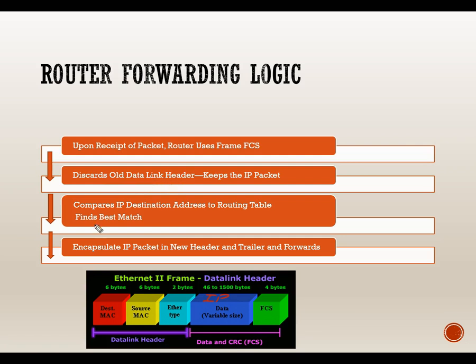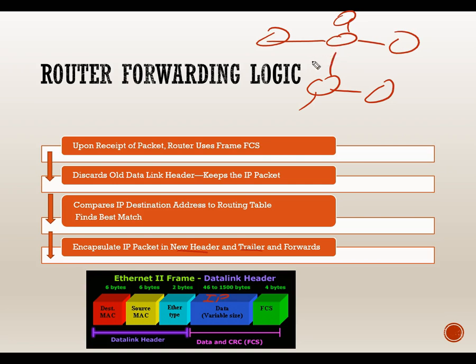So it discards the old data link header, compares the IP destination address to the routing table, finds a match where it's going to go out, and then encapsulates it in the new header and trailer and forwards it. So we put a new MAC address on it. Once we have determined where it's going, and we could obviously have multiple routers, which interface is it going out of? We have to find the MAC address of the next hop, and that's what the adjacency table helps us to do. The addresses are going to be in this thing called the FIB, the forwarding information base.